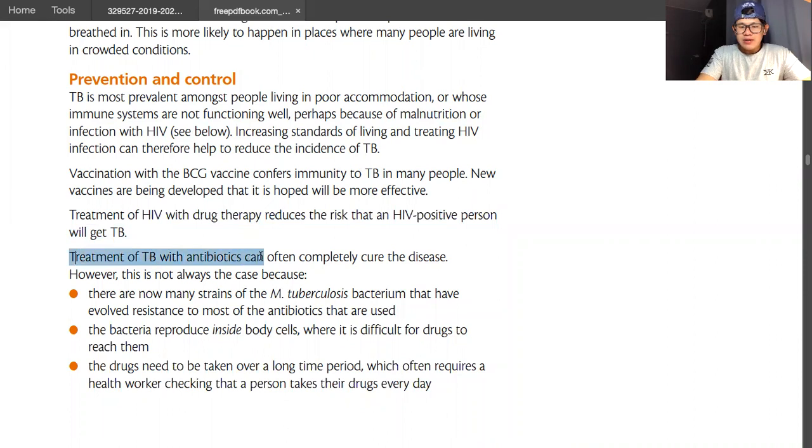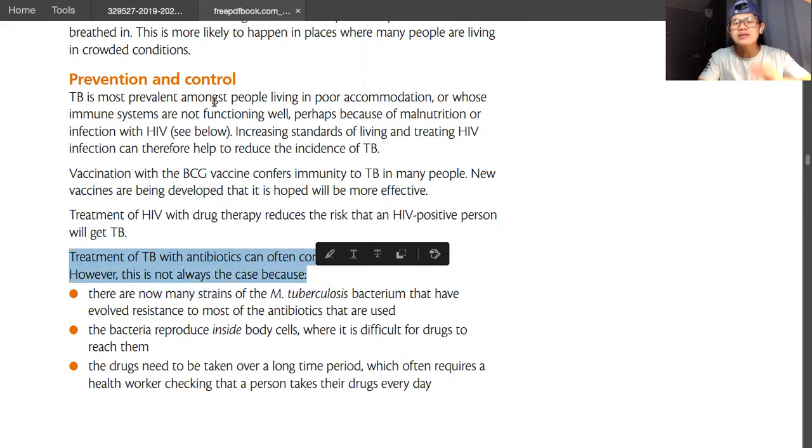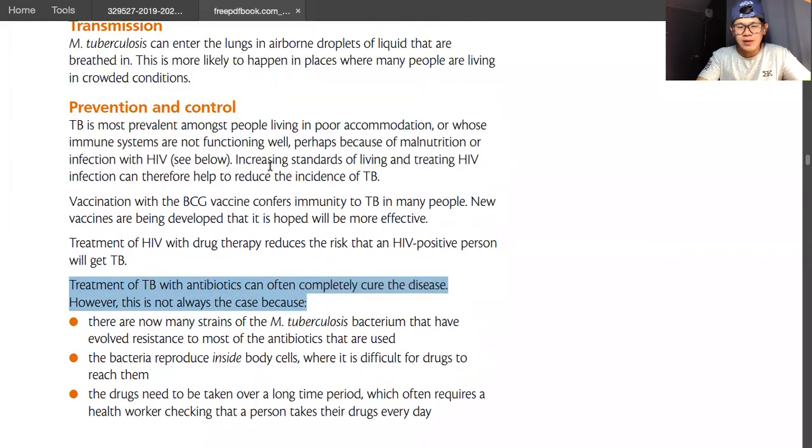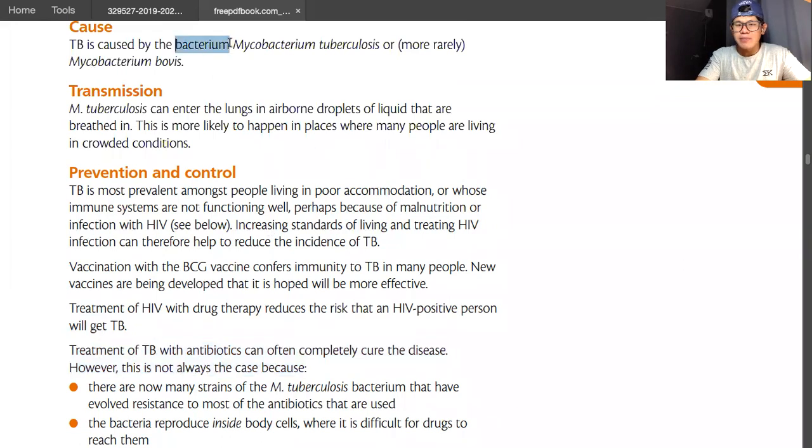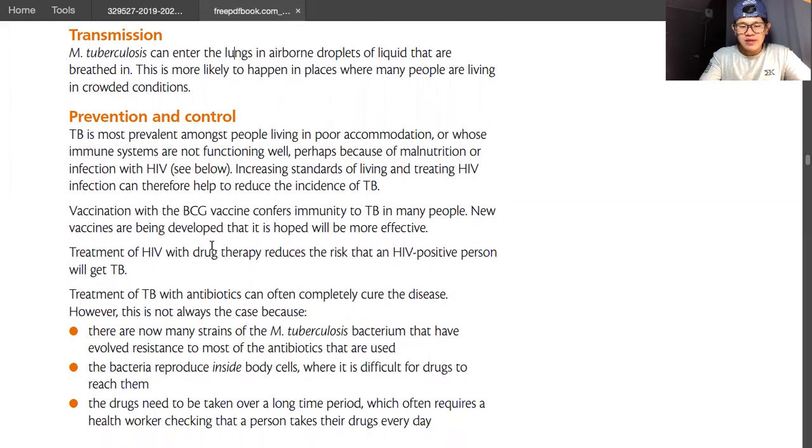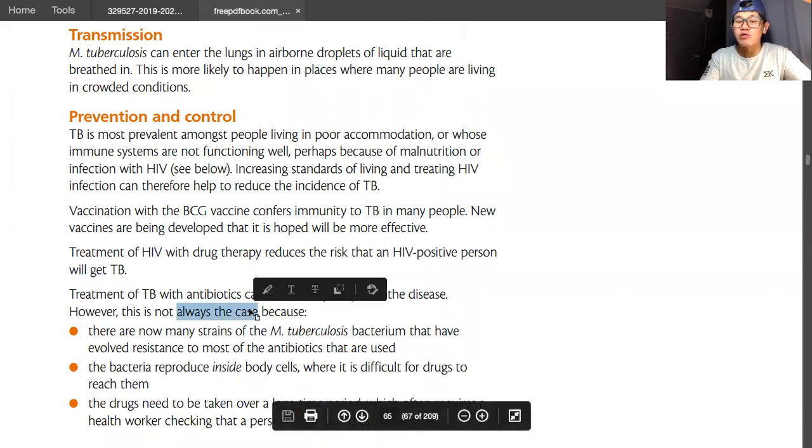Treatment of TB with antibiotics can often completely cure the disease. However, this is not always the case. Okay, because we know that TB is caused by a bacterium, and as we know, kalau bacterium we can actually treat it with antibiotics. So technically, you can kill it if you have TB, if you kena diagnosed awal, it has been identified quite early. So what will happen is that you can take antibiotics to kill the mycobacterium, right? But it's not always the case that you can kill all of them.